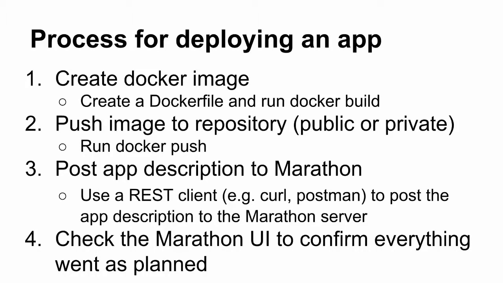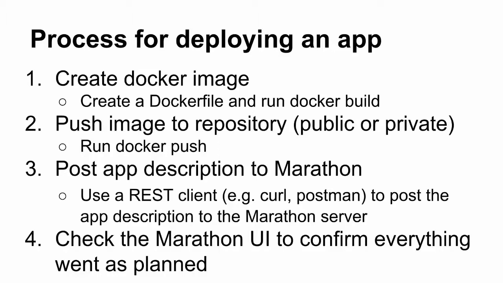So using what we've covered so far, the process for deploying an application would be: first create your application, then create a Dockerfile and run docker build. You can then test this image locally to make sure that it worked as intended. Then you would push the image to a repository that is accessible to the cluster. This could be a repository on Docker Hub, or it could be a private local repository.